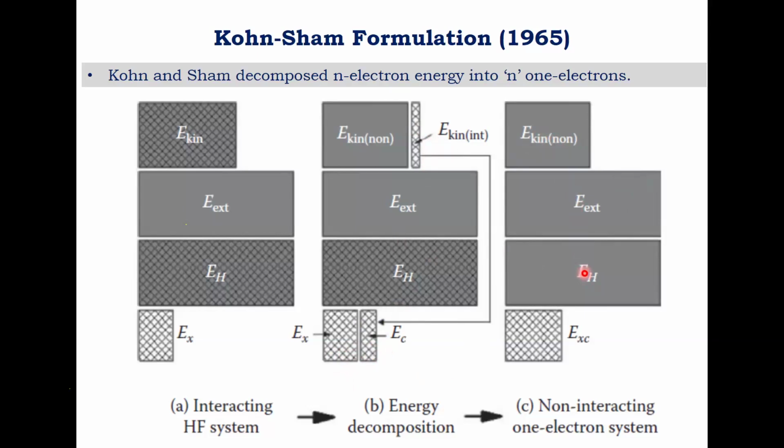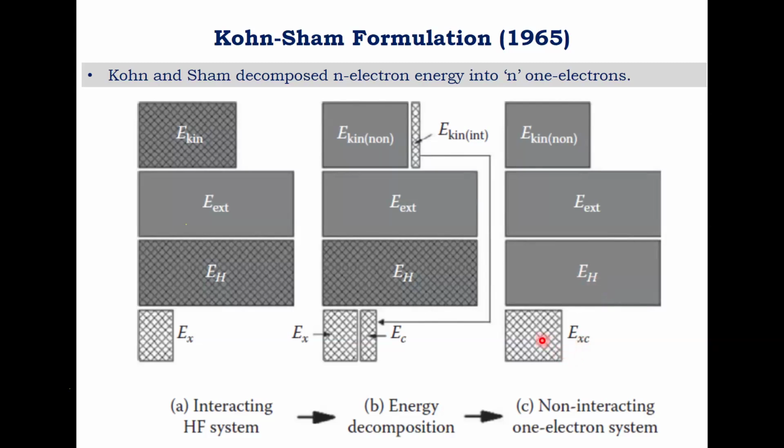We are taking one electron at a time from the sea of, for example, thousands of electrons, and we are calculating the average interaction of that one electron with the other electrons' distribution. So now it becomes a non-interacting system. One electron at a time, so it is now a non-interacting system.